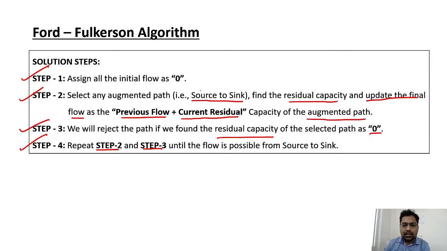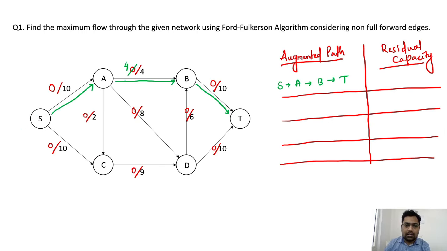It is written there. So what we have to do, previous flow plus current residual capacity. Previous flow was 0, current residual capacity is 4, so total flow will be 4. This is how we can find it out. Previously the flow was 0 and the residual capacity we have selected is 4. That's why it is updated as 4.